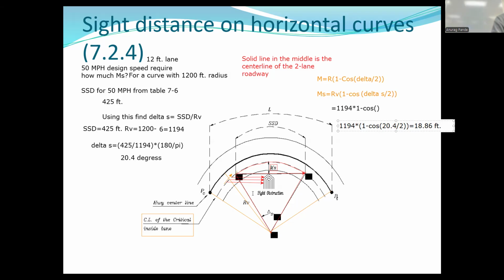If you're talking about a simple 1-lane off-ramp. Okay, so this is the 1-lane off-ramp that you're designing, and this is the center line of that off-ramp lane.